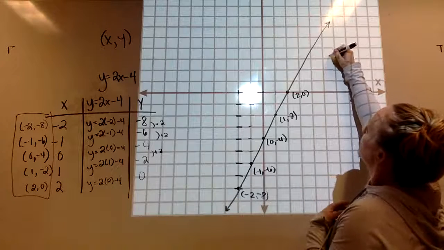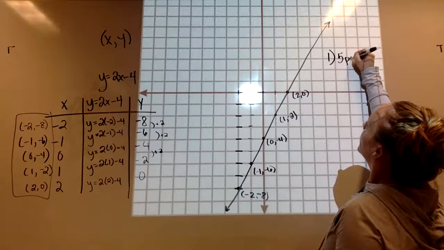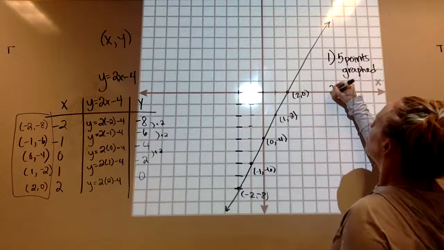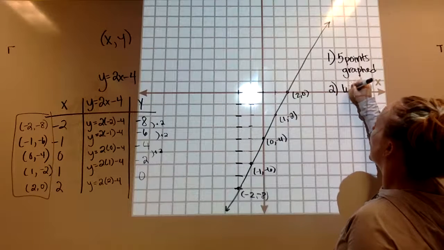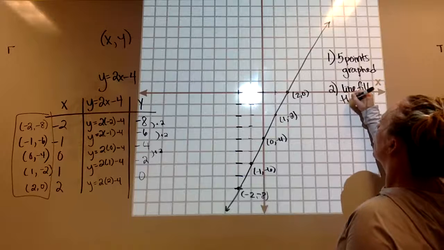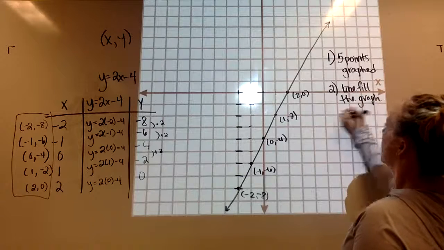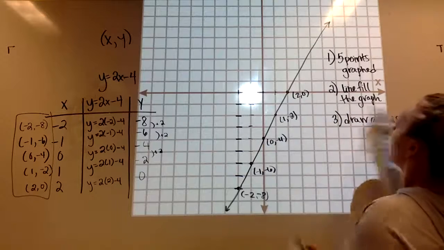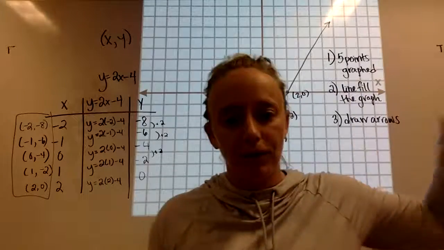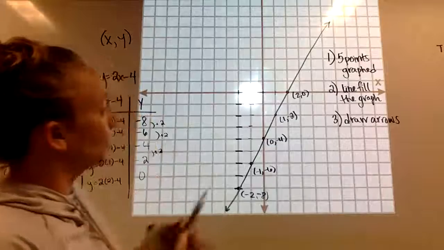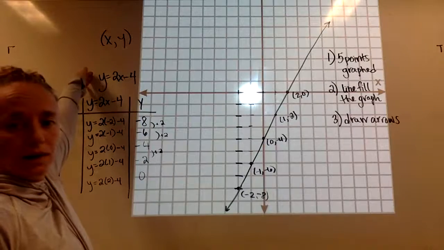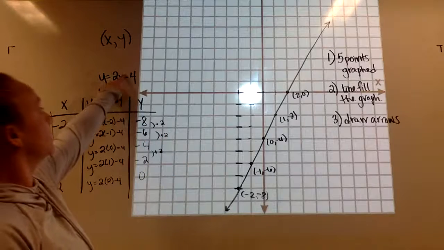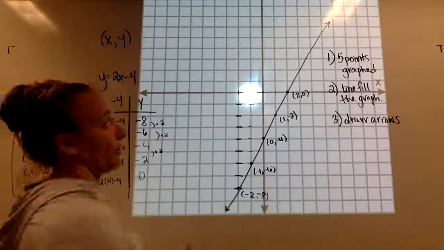So to sum this up, I want to always see 5 points graphed. 2, I want to see the line fill the graph. And 3, draw arrows. Those arrows matter because they imply that this line goes on forever. And that's really important because this equation doesn't have any limits on it. It's not saying you only go from this point to this point. It's just this equation, which means it goes on forever.